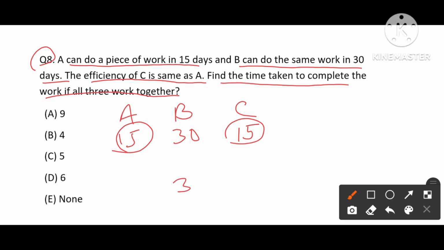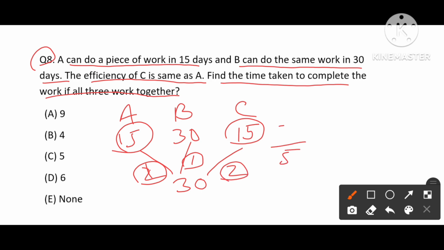So the LCM of all these 3 will be 30. A does 2 units, B does 1 unit, C does 2 units. So the sum of all these, which will be 2 plus 1 plus 2, is 5 units per day to complete 30 units. 6 days is the answer. So the answer will be option D, 6.